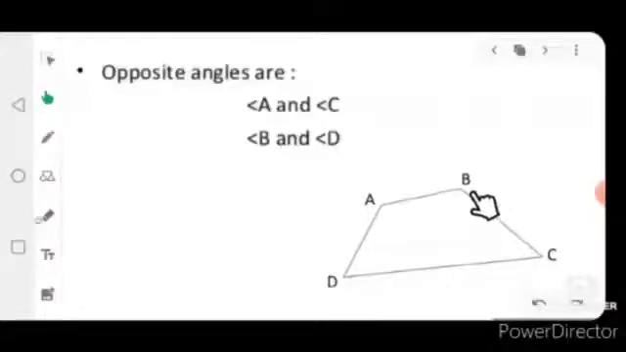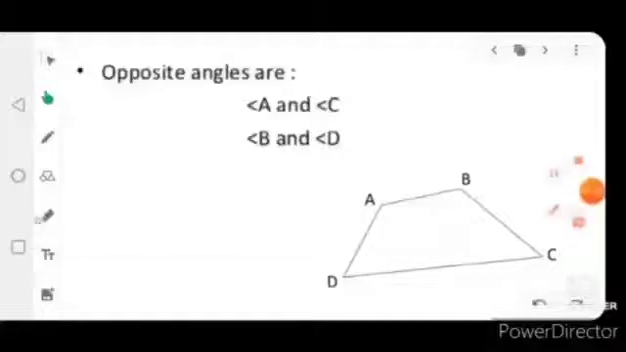Likewise angle B and angle D are also opposite angles, because they do not have one common arm. That's why these are known as opposite angles. Here the arms of B are AB and BC, and the arms of D are AD and DC. So these two, angle B and angle D, are opposite angles of a quadrilateral.